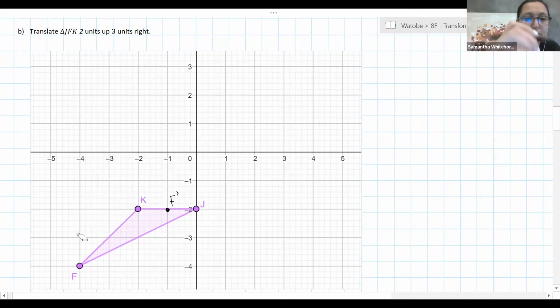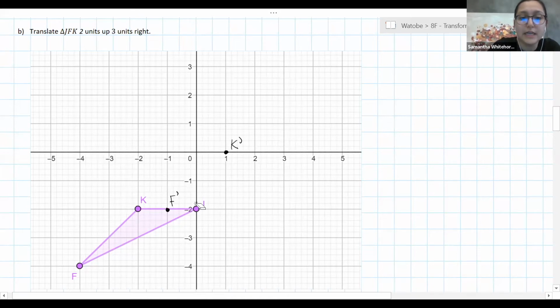All right, I'm just going to take my scribbles off so that I can still see what I'm doing. I'll then go to the next coordinates. It doesn't really matter what order you do them in. You're going to do all of them anyways. So if we go to K, we want to go 2 units up and 3 units right. So my new coordinate for K is at +1, 0. And we label it K dash.